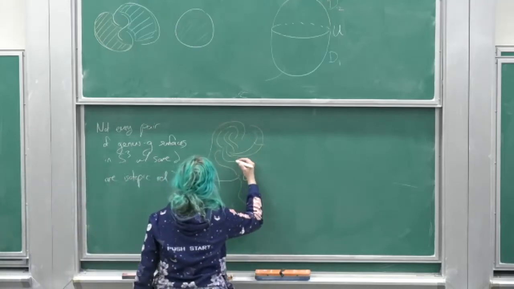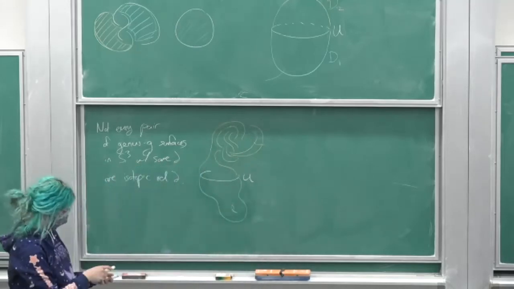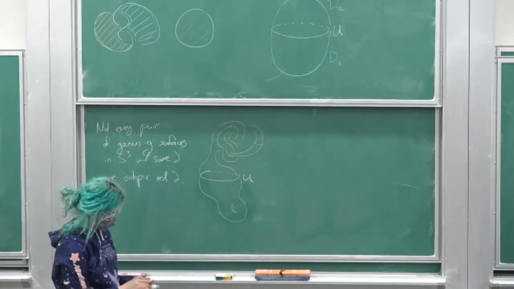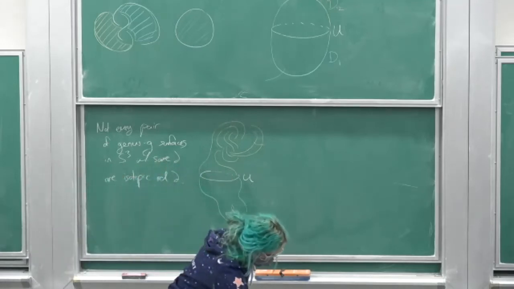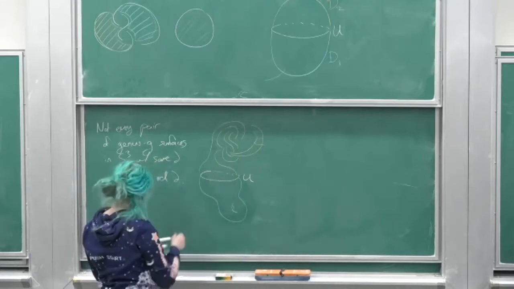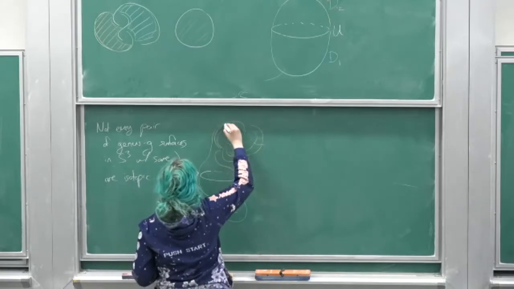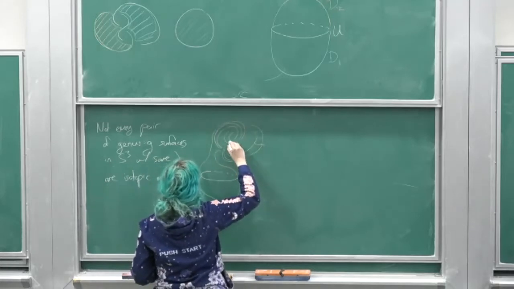And these two surfaces are definitely not isotopic rel boundary. In fact, I don't even have to say rel boundary, they're just not isotopic. One way of seeing that is that this surface, the yellow one, contains a copy of this knot. I mean, you sort of saw me just draw that knot at the beginning.